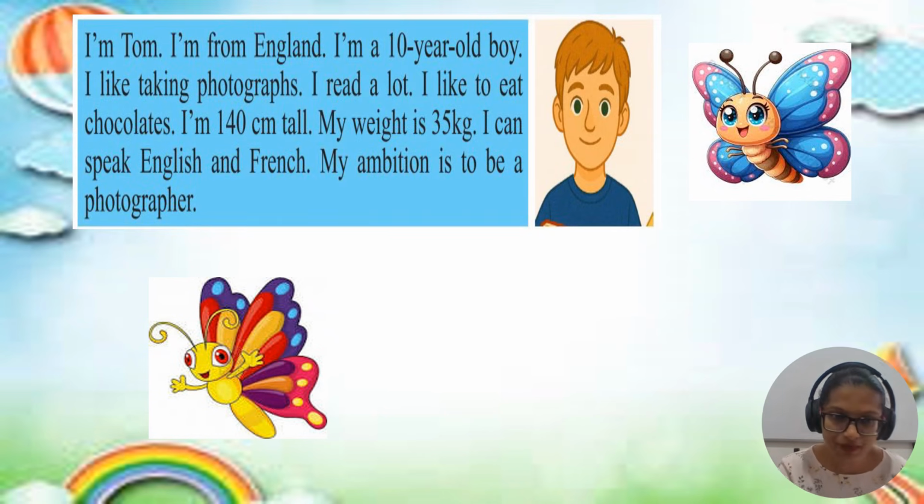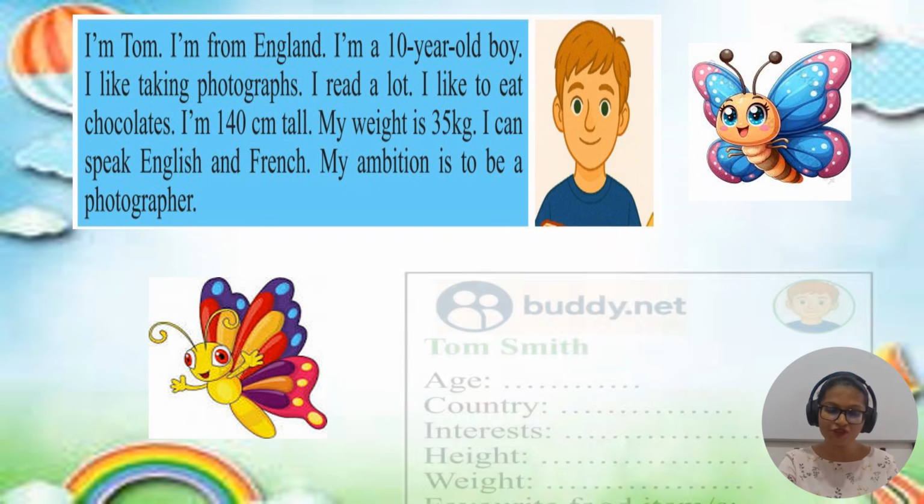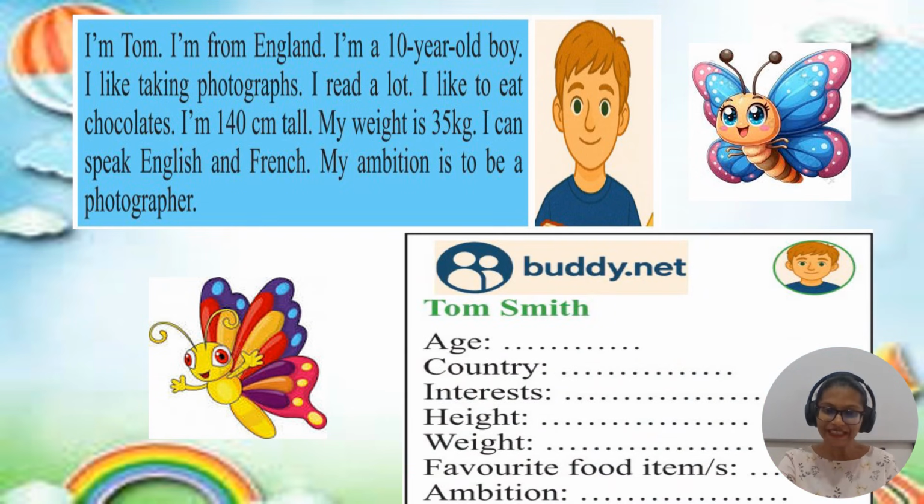Yes, first eBuddy profile, that is, I'm Tom, I'm from England, I'm a 10-year-old boy, I like taking photographs, I read a lot, I like to eat chocolate, I'm 140 centimeters tall, my weight is 35 kilograms, I can speak English and French, my ambition is to be a photographer. Right. Next, buddy.net is given. There we have to fill in the blanks using the information in his eBuddy profile.